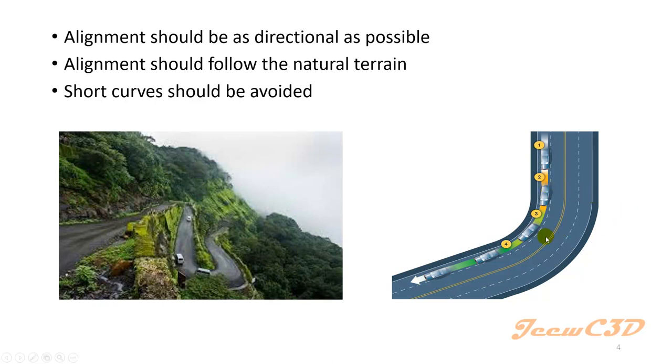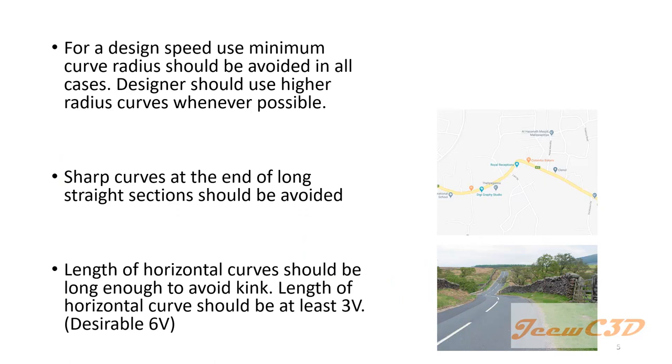Here in this right side image, you can see there is a very short, sharp curve, so the drivers would not feel comfortable when driving these short curves. So we have to avoid them as much as possible. Then when you are designing, you might remember in the super elevation lecture, we learned the minimum radius for a curve according to the design speed. There were tables according to various design speeds, showing how much radius we have to use according to super elevation.